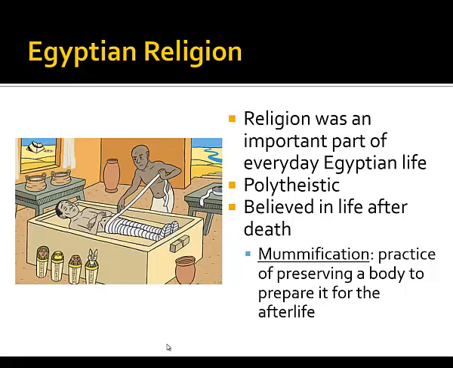And this body was preserved using certain chemicals, and their organs were removed and put into jars that you can see below here, because the Egyptians believed that there was an afterlife and that you needed to prepare the body in order to enter the afterlife.